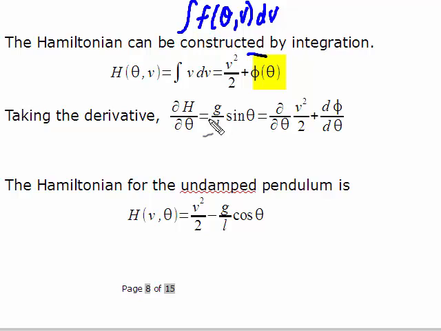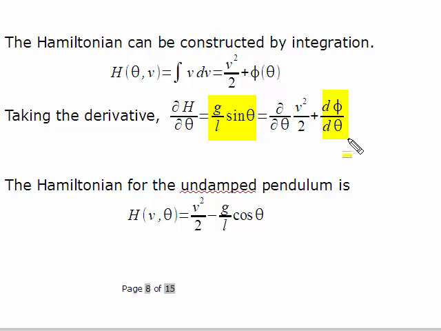Remember, dH by d theta is minus g over L times sine theta, but then there's a negative sign in there, so here's what we end up with. You can work through these steps. And that will equal the derivative of v with respect to theta and the derivative of v squared over 2 with respect to theta. Of course, this goes to 0.